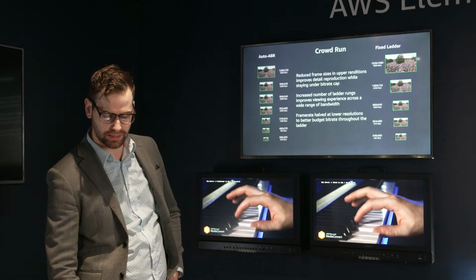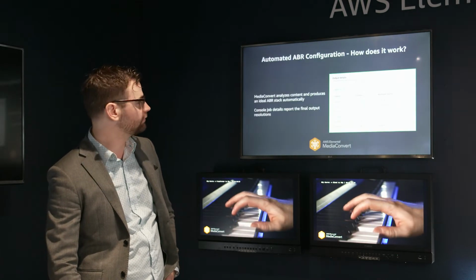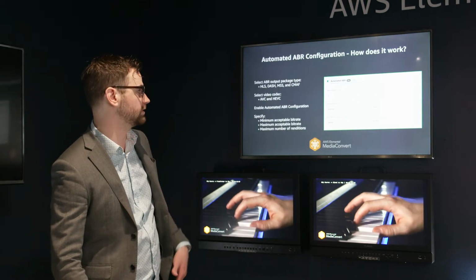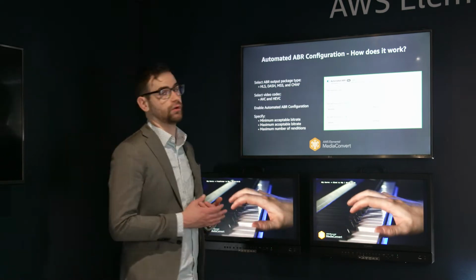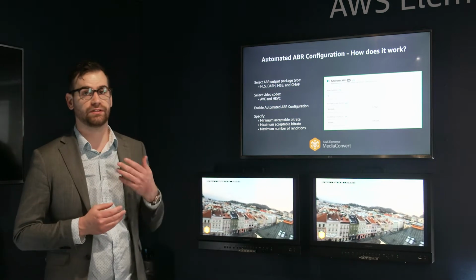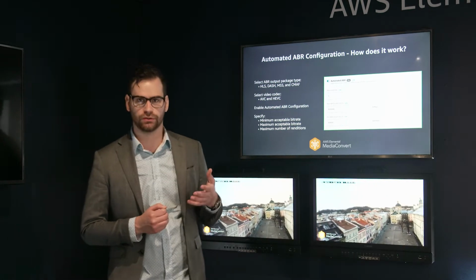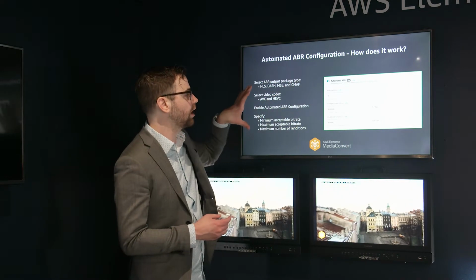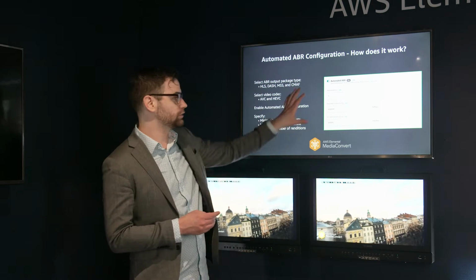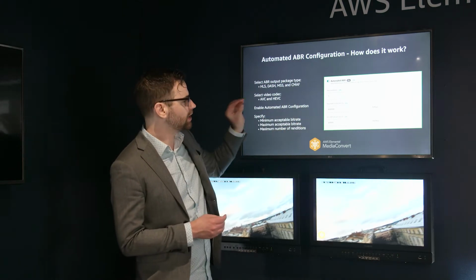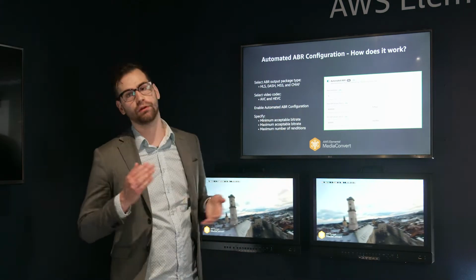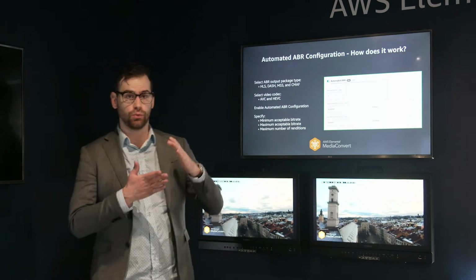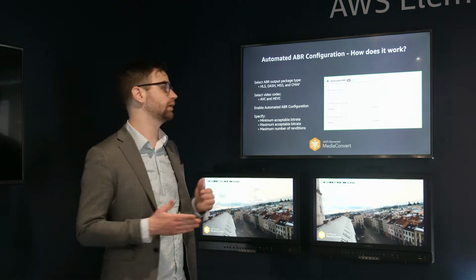So I'll start at the beginning here and just show you the highly simplified interface that we use for Auto ABR. As opposed to building out the rungs of this ladder individually, setting your resolutions, setting your bit rates, we've just got this pane here where you turn on Auto ABR and you answer a few simple questions, primarily giving it an upper bound and lower bound for the bit rates that you want this Auto ABR ladder to be spread across.